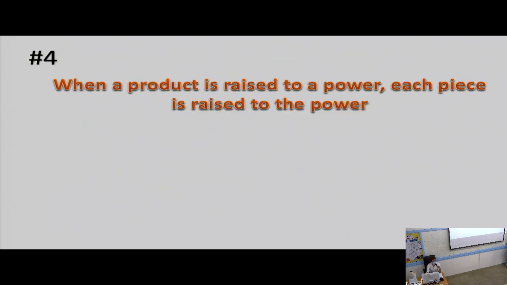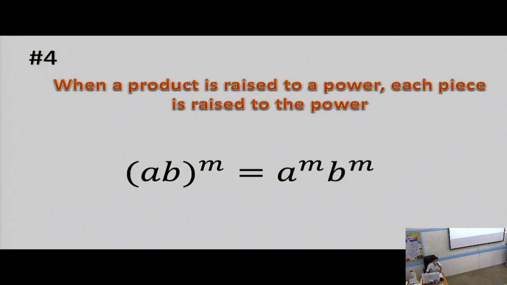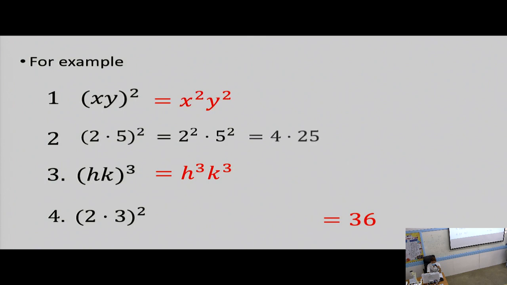Now, let's proceed with number 4. When a product is raised to a power, each piece is raised to the power. What does it mean? So, if we have here ab to the power of m, the quantity ab to the power of m, that is a to the power of m, b to the power of m. Okay, so if we have here, okay, I forgot to add this one.